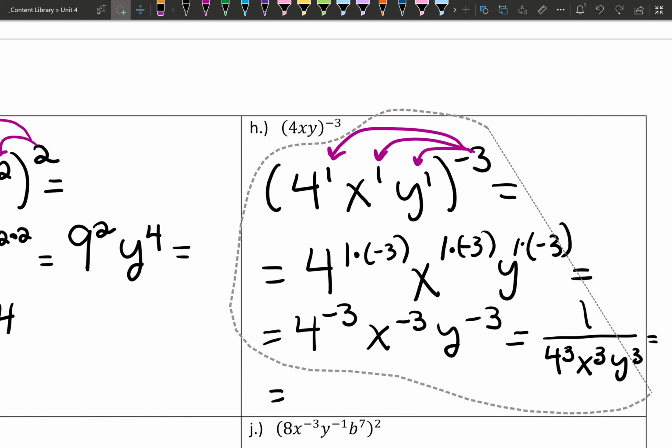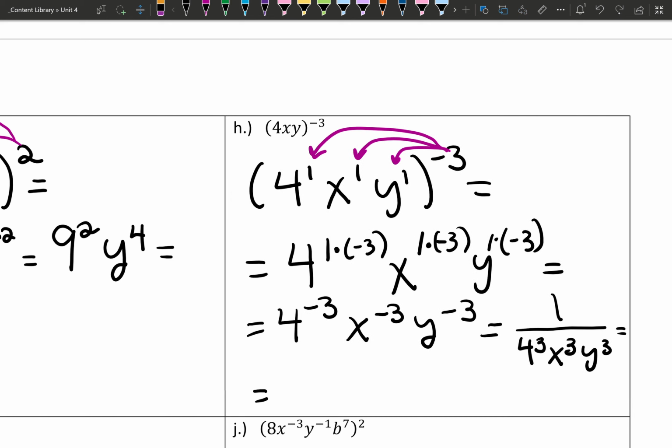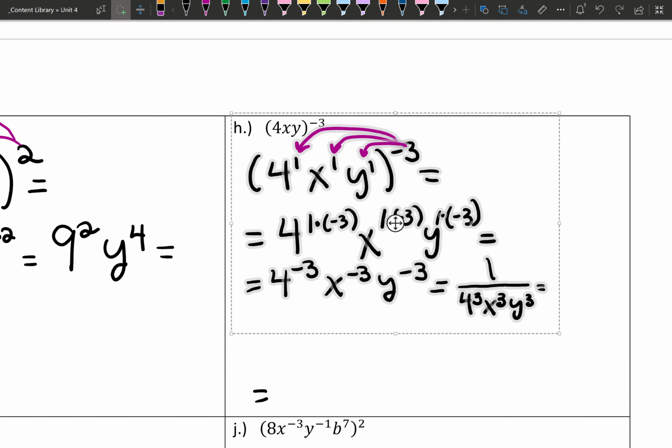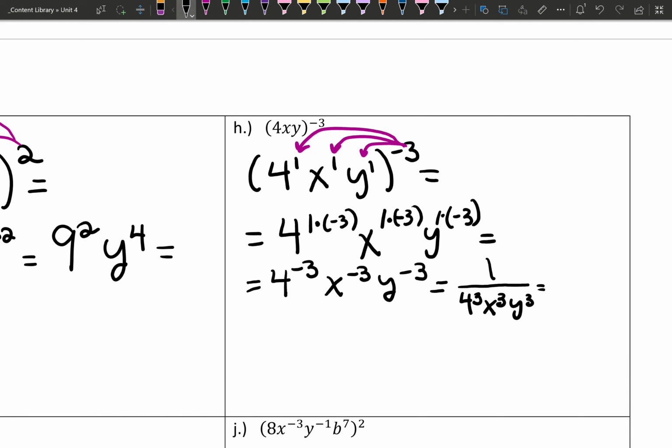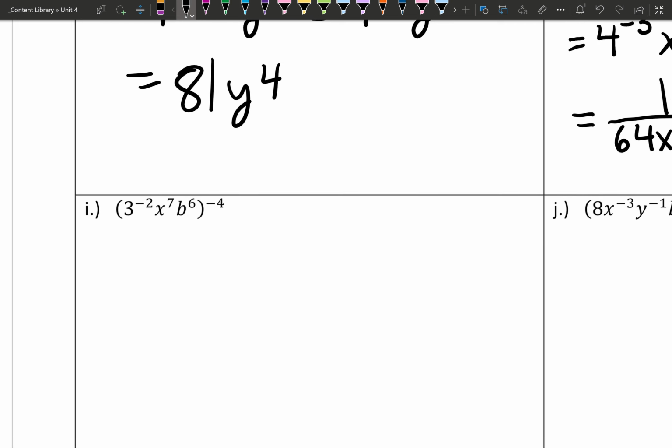I know I'm being super detailed with this as I'm doing my notes, and I recommend you do the same. You'll be able to write it out with a little bit less detail when you're working on it on your own, but for notes, you should do that. Okay. 4 to the power of 3 is 64. And then x to the third, y to the third. Beautiful.